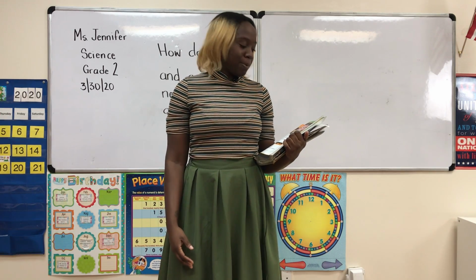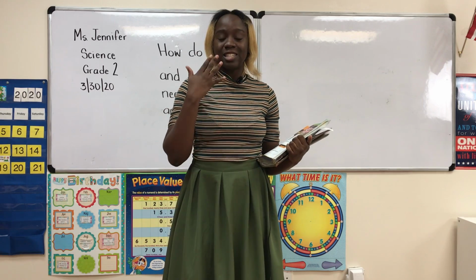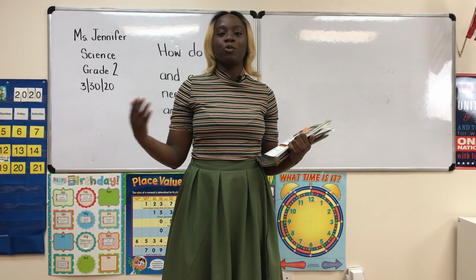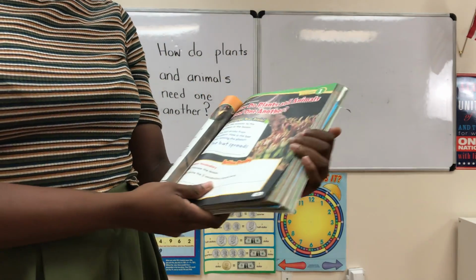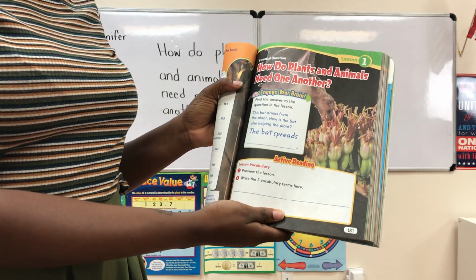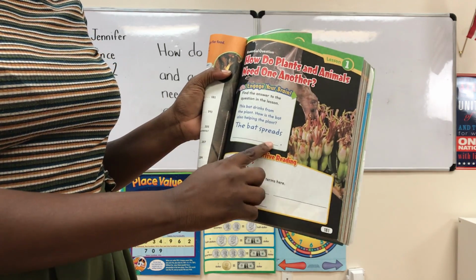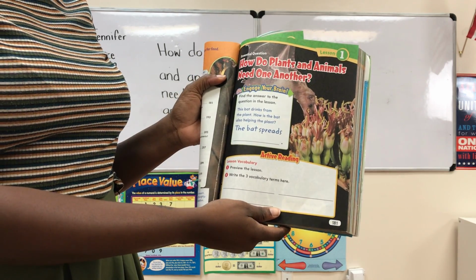If you guess seeds, you're correct. Once the bat starts to drink water from the plant, it gets the seeds. And then that's how reproduction of the plant starts all over again. So on page 181, please write seeds or seed.